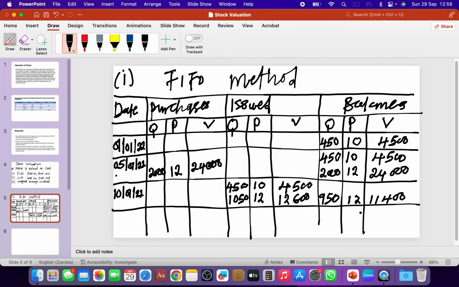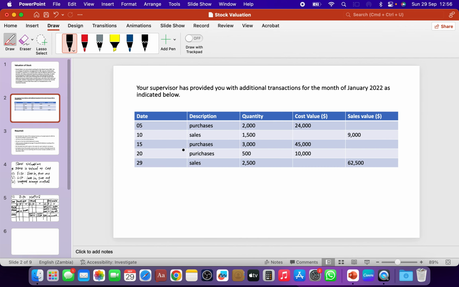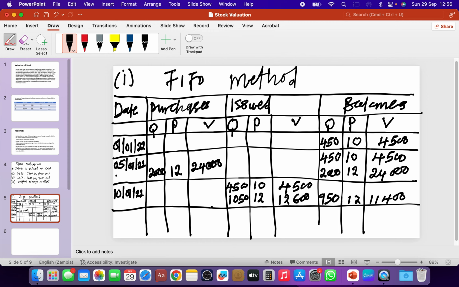11,400. Okay. The next date that we have is on the 15th of January. We purchase 3,000 units. The value of it is 45,000. So you go on the 15th. On the 15th of January, 2022.